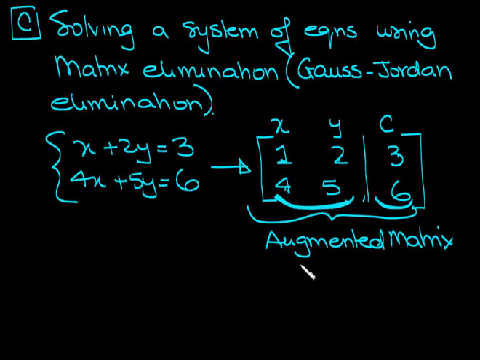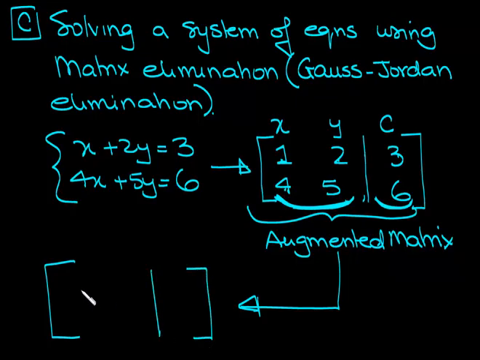I want to change this augmented matrix so that it looks like this. I have an identity here. What does an identity look like? 1s on the diagonal, zeros everywhere else, and then some numbers on the right. So I want to somehow change this augmented matrix to this, where on the left I have the identity matrix and on the right I have just some numbers. So that's what we do.